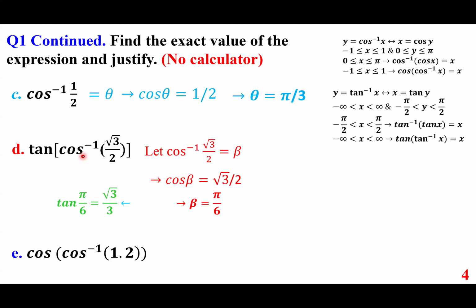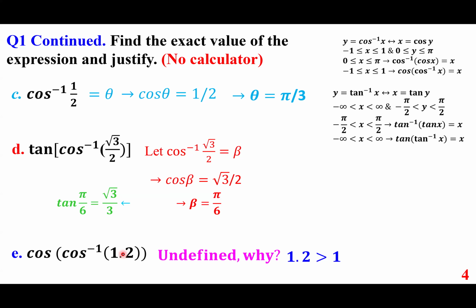Let's look at this case, everybody. We are interested in finding cosine of cosine inverse of 1.2. So we are looking at cosine inverse, and the restriction is that it has to be between -1 and 1. It's not. So it's undefined because 1.2 is larger than 1.